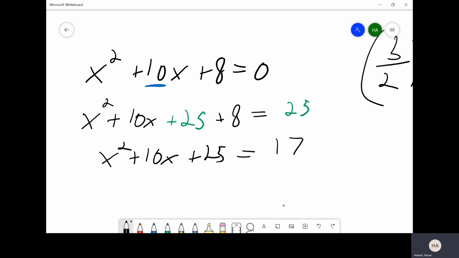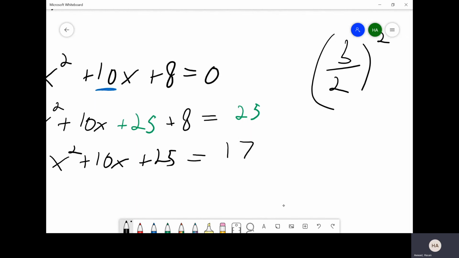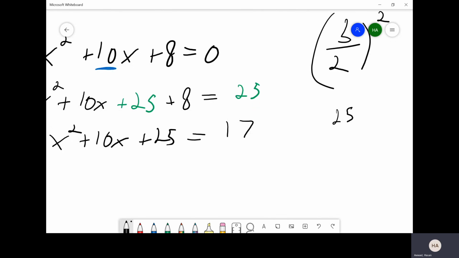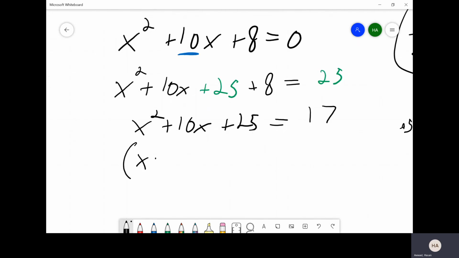So now we're going to do the same thing, right? We're going to look at ourselves and we're going to say, okay, is our coefficient to x squared 1? It is, perfect. We can continue because we don't have to do that a times c step. Now we have 25 and we're considering factors of 25 such that they're going to add together to give us 10. And we look and we say, oh, well, this is super easy, right? Positive 5 and positive 5. So when we factor this, we get x plus 5 times x plus 5 is equal to 17.